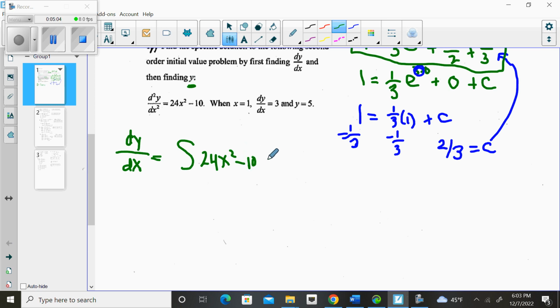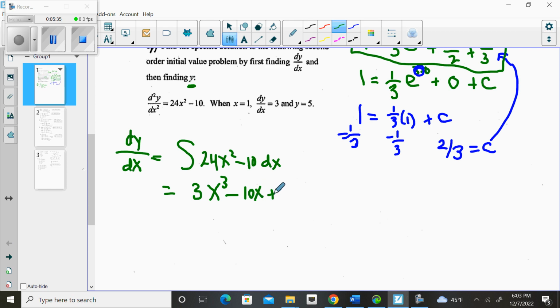Okay, so the antiderivative here, and this is with respect to x, so I just have to increase the power by 1, divide by the new power. So increase that to x cubed, but when I divide by 3, 24 divided by 3 is going to give me 3. And I get minus 10x plus c.